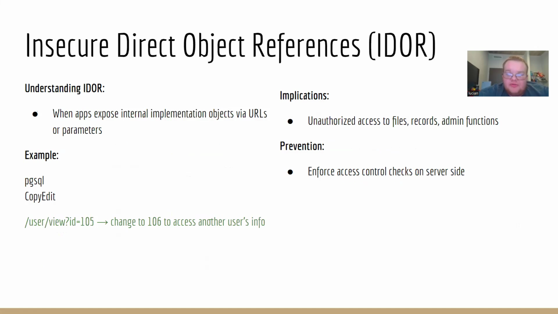Insecure Direct Object References, or IDOR. IDOR happens when applications expose internal object references like URLs or database keys without proper access controls. If I can change a URL like profile?id=123 to profile?id=124, and see someone else's data, that's an IDOR flaw.